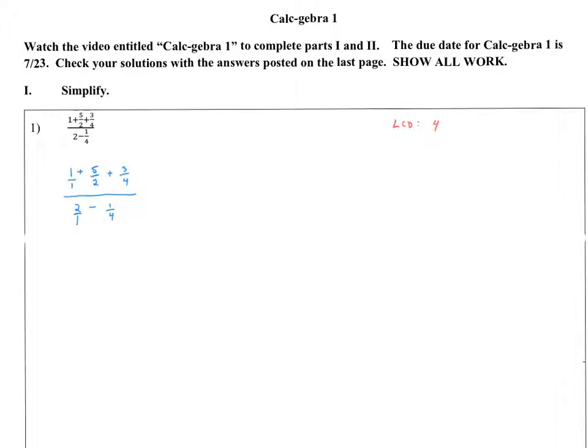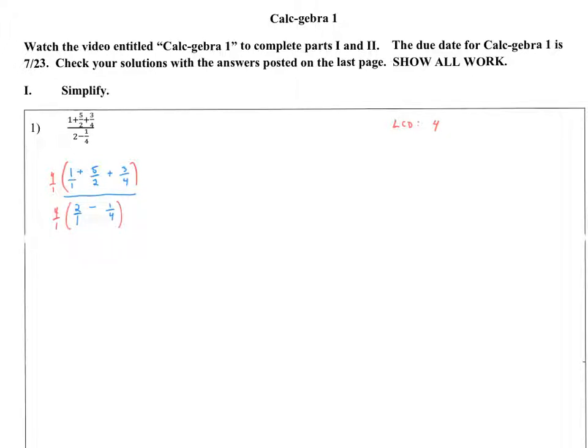To simplify this complex fraction, we're going to multiply the numerator and the denominator by 4. Notice that when we're multiplying by 4 over 4, we're really just multiplying by 1, so nothing's changing. If you find it helpful, you can put 4 over 1, 4 over 1.